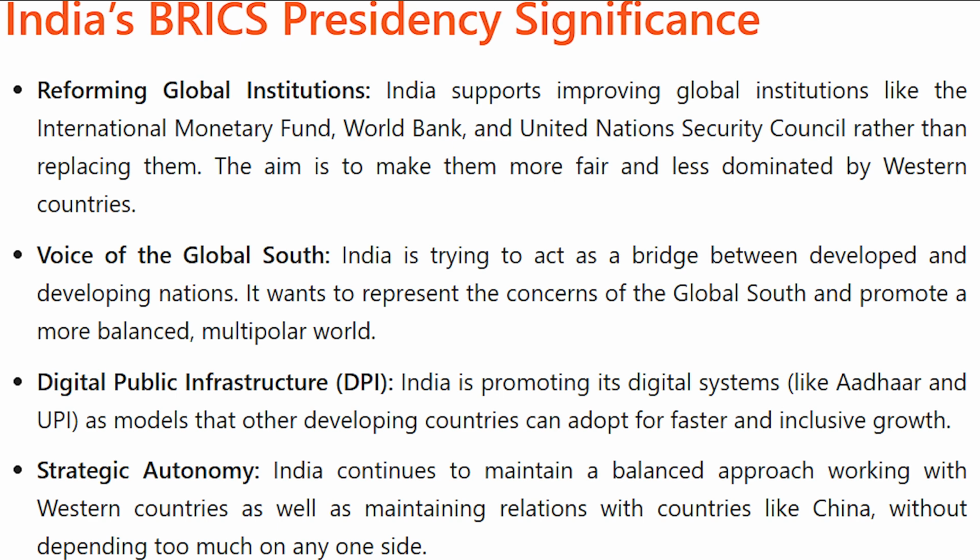Digital public infrastructure, DPI. India is promoting its digital systems, like Aadhaar and UPI, as models that other developing countries can adopt for faster and inclusive growth. Strategic autonomy. India continues to maintain a balanced approach, working with Western countries as well as maintaining relations with countries like China, without depending too much on any one side.